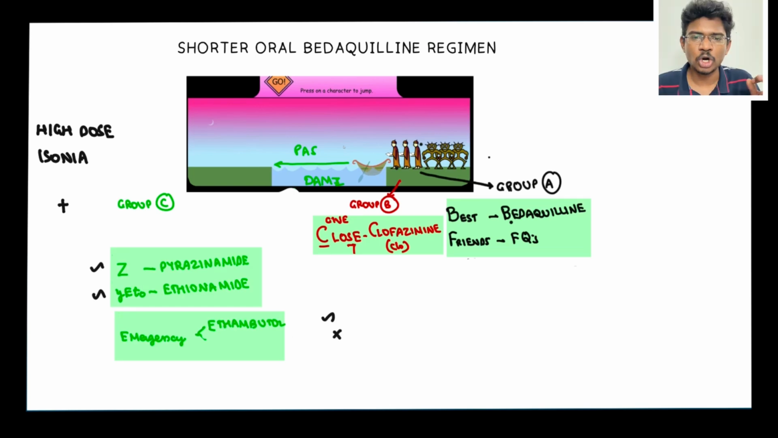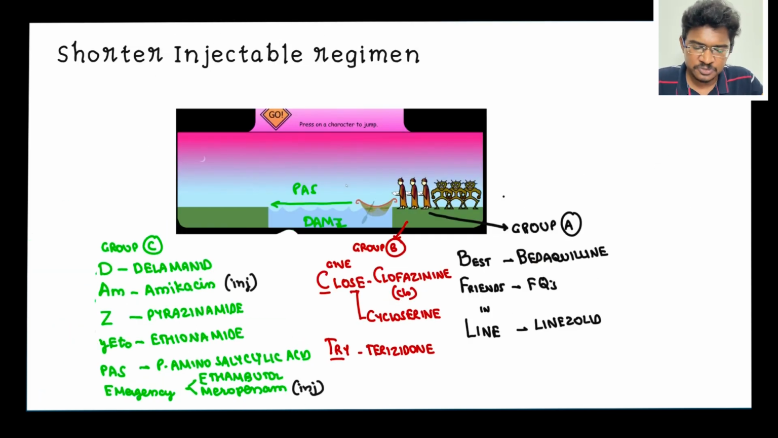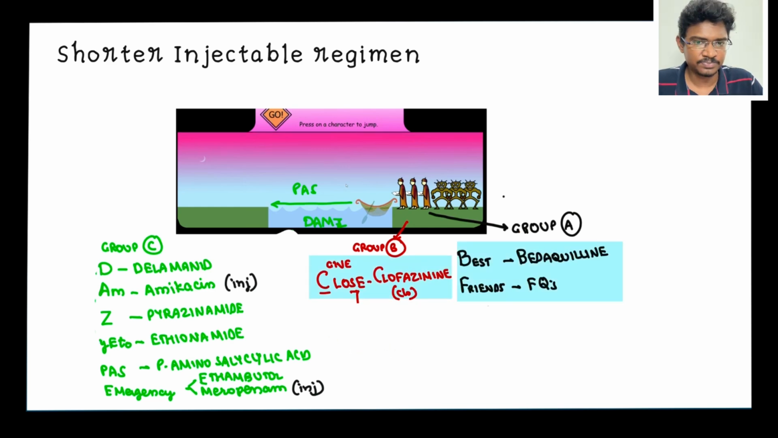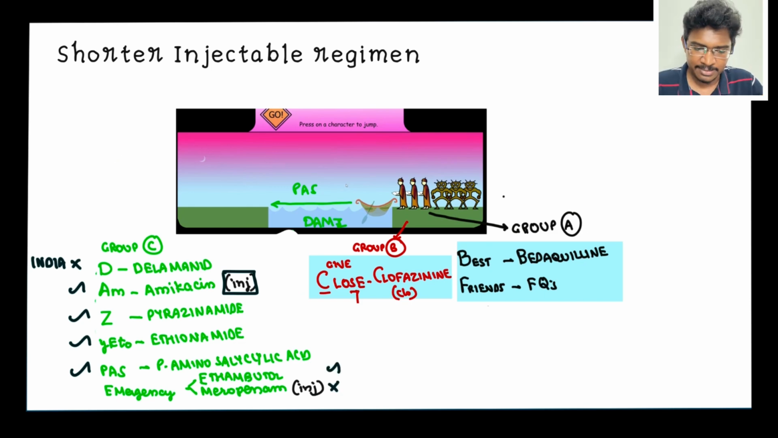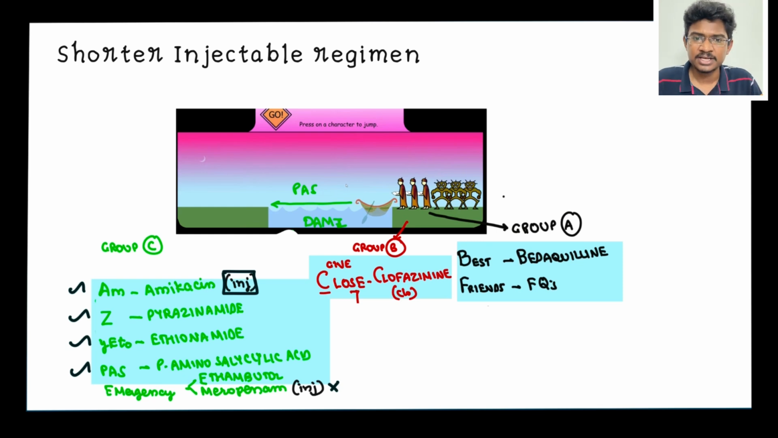Next, among the shorter injectable regimens, here you should know we are going for injectable preparations. Same as your shorter oral regimen: best friends, bedaquiline, fluoroquinolone moxifloxacin, and from group B, clofazimine. In group C, delamanid is a reserved drug, don't use it upfront, so it is not included. Amikacin is injectable, so it is included. Pyrazinamide can be used, ethionamide can be used, para-aminosalicylic acid can be used, and ethambutol can be used. Like the shorter oral regimen, just exclude the topmost and bottommost, which are D, delamanid, and M, meropenem. Everything else can be included in the shorter injectable regimen.